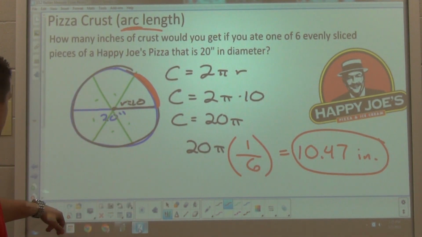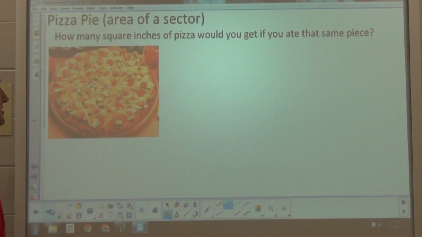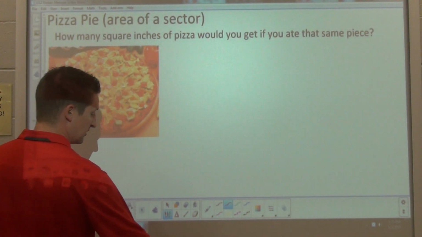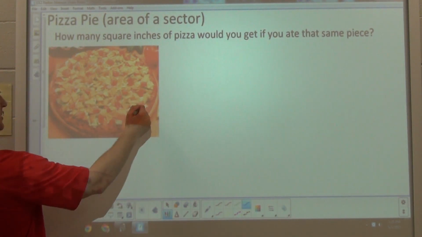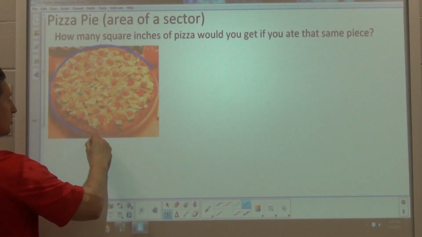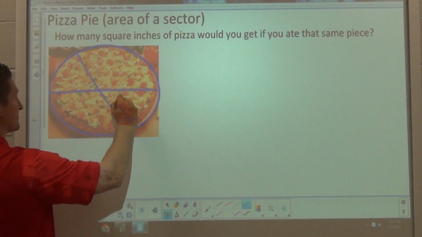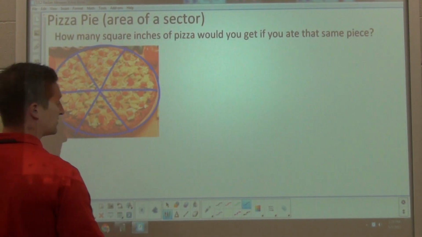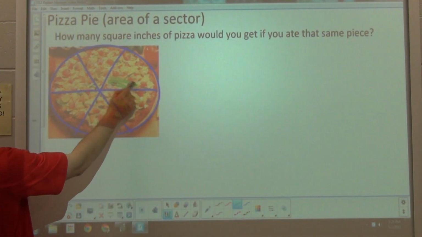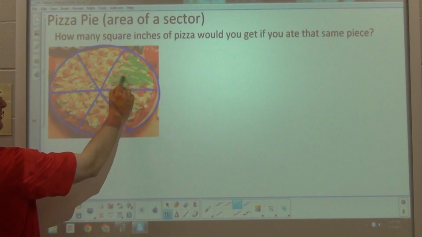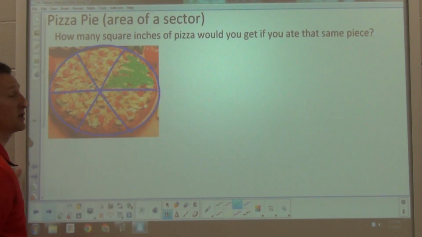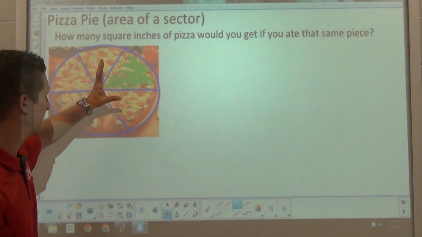Now the second pizza problem we're going to use is how many square inches of pizza would you get if you ate that same piece. So if I took my pizza, here would be a delicious Nacho Joe, and I were to cut my pizza into, once again, 6 even slices. Now I want to know how much pizza do I actually get. Well, I'm going to be looking for the square inches that make up this particular portion. How much pizza do I get?